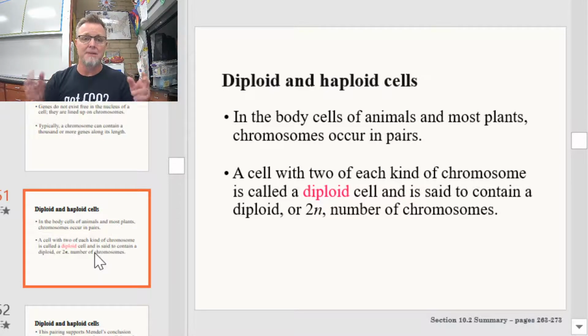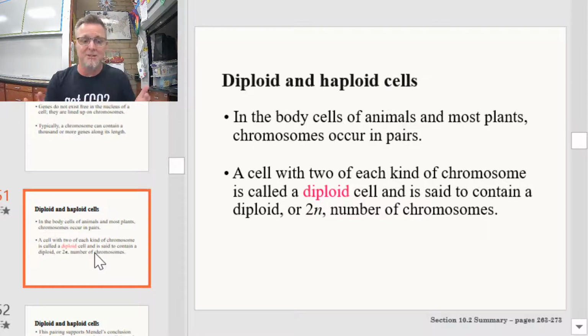Two separate cells from two separate individuals have matched sets of chromosomes that come together. Those matched sets we call homologous chromosomes. And when both of those sets are in a cell, that cell's a diploid cell. So that diploid number for a human would be 46.